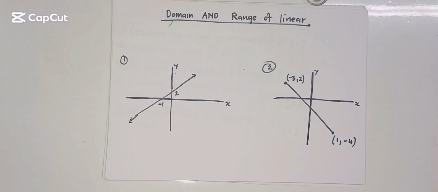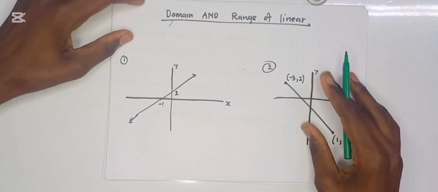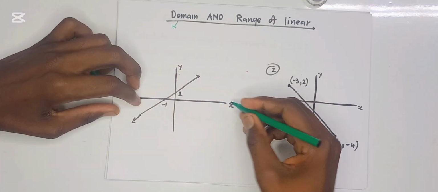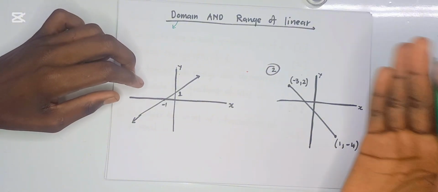Welcome back, guys. In this video, we're going to take a look at the domain and the range of a linear function. What is a domain actually before we start with this kind of stuff? I define it as the availability of the graph on the x-axis.